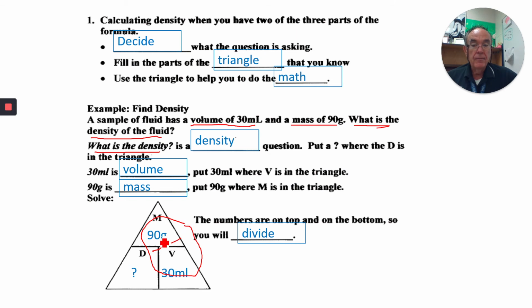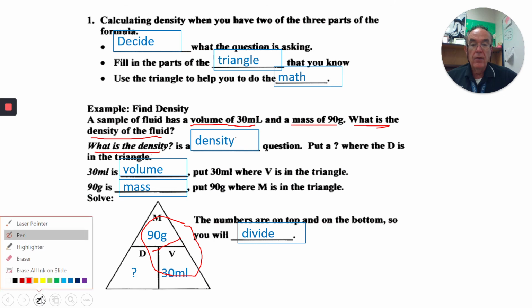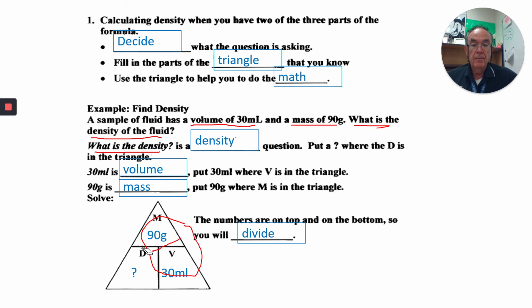90 grams divided by 30 milliliters. Okay, so we're going to take 90 divided by 30, we're going to get 3. And our unit is going to be grams divided by milliliters.